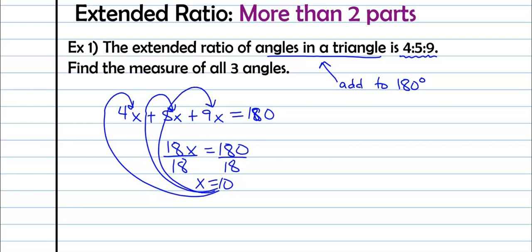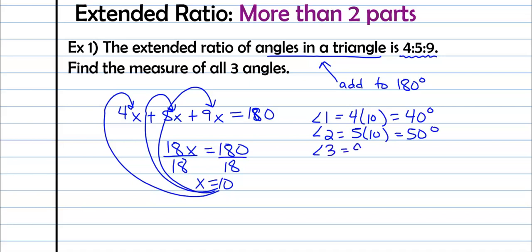Okay, so angle 1 is going to be equal to 4 times 10, which is 40 degrees. Angle 2 is going to be 5 times 10, which is 50 degrees. And then angle 3 is going to be 9 times 10, which is 90 degrees. And we can always double check our work here. Add those together. 40 plus 50 is 90. 90 plus 90 is 180 degrees. Okay.